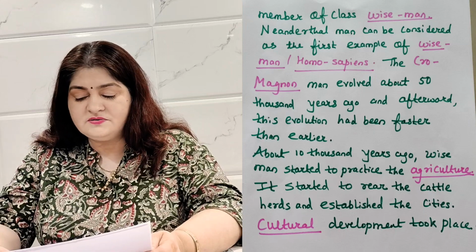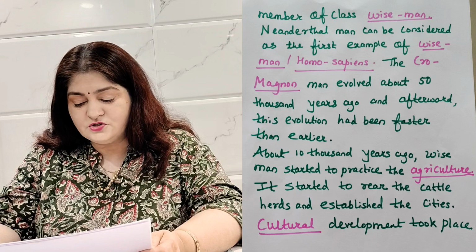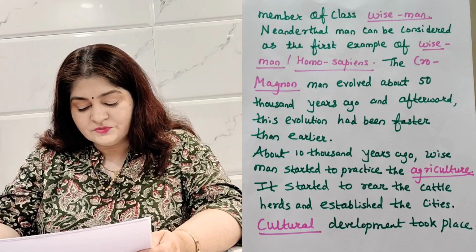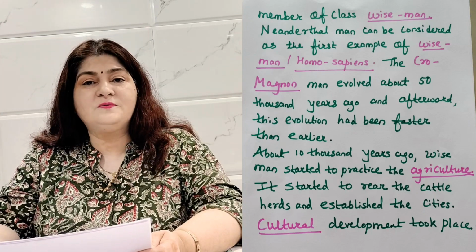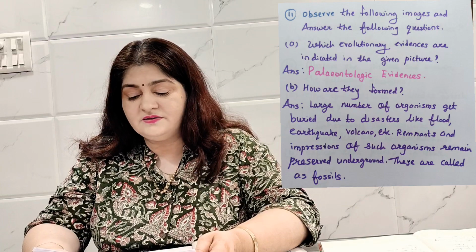About 10,000 years ago, wise men started to practice agriculture. It started to rear cattle, herds, and establish cities. Cultural development took place. Now let's move towards the 11th question of 3 marks. Observe the following images and answer the following question. Which evolutionary evidence is indicated in the given picture?